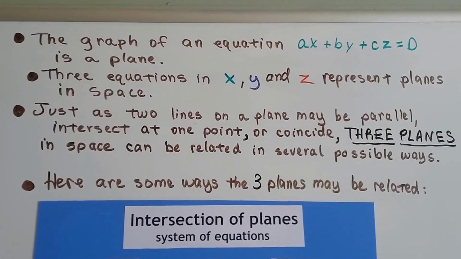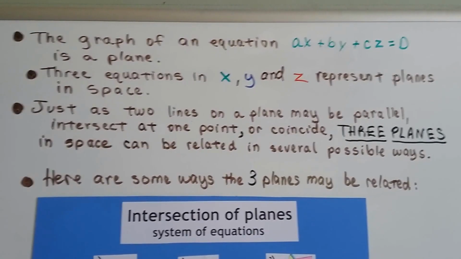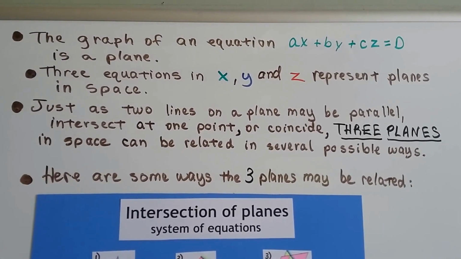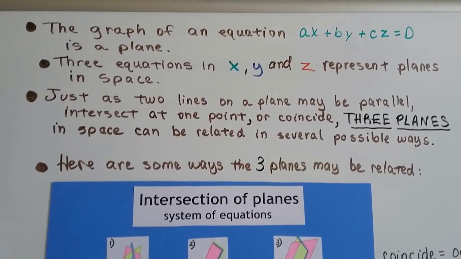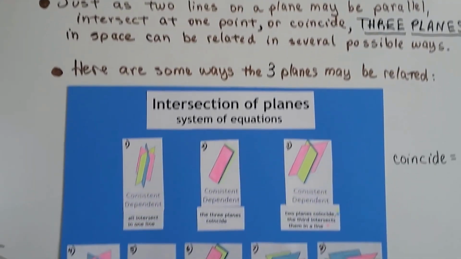Just as 2 lines on a plane may be parallel, intersect at one point, or coincide, 3 planes in space can be related in several possible ways. And here's some of the ways the 3 planes can be related.